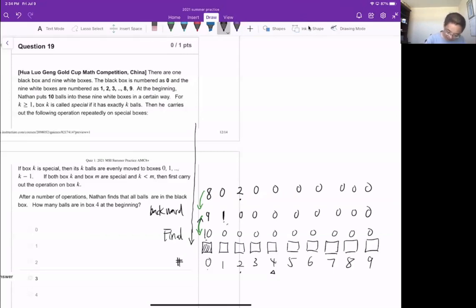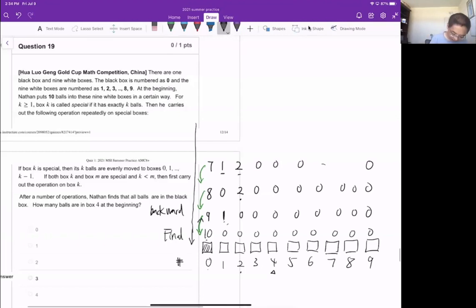Now, how about the previous step? In order to get this, we'll get a 7, and this is 1, and this is 2, and the rest are 0. Box 1 is 1, so the controller will move 7. But then you say, hey, here I also have 2. According to our rule, if both box k and box n are special and k is less than n, then we first work on box k. So this is box 1.